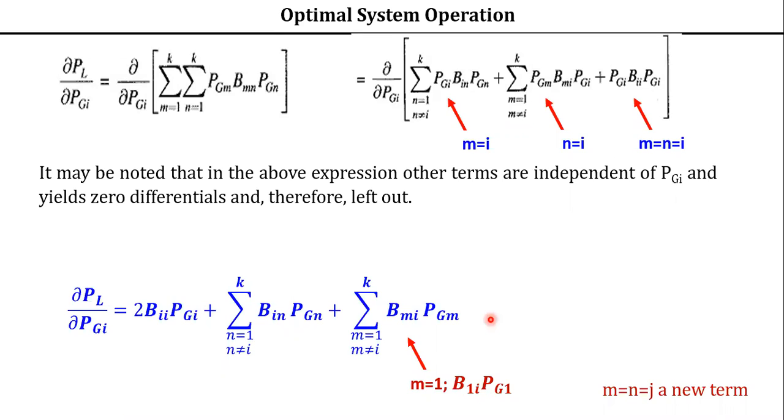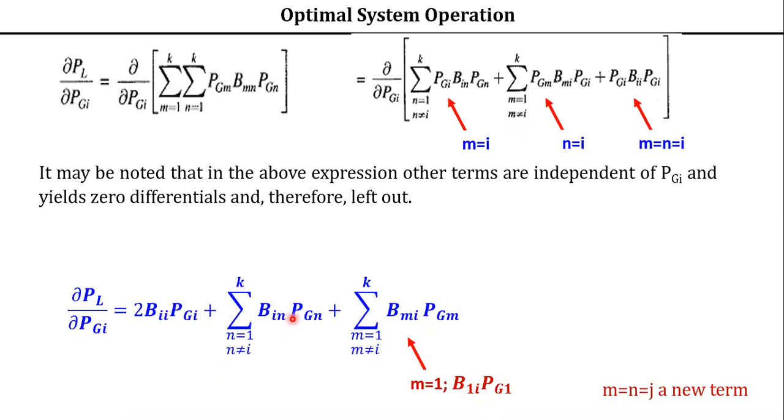Here in this case, m is equal to 1 for one plant, that is for the first plant. So what does it become? b1i into pg1, isn't it? This term at the first plant, m is equal to 1, what does this term become? b1i pg1. Clear? This term.